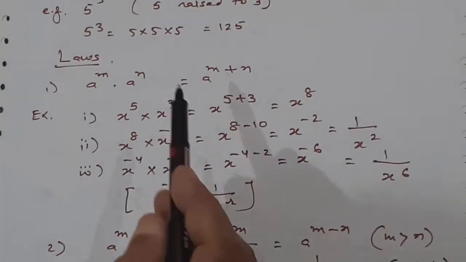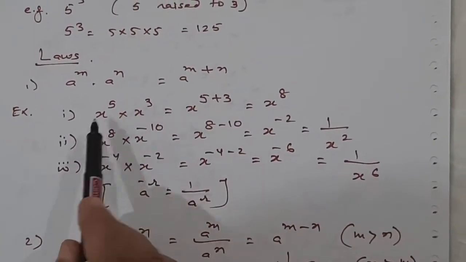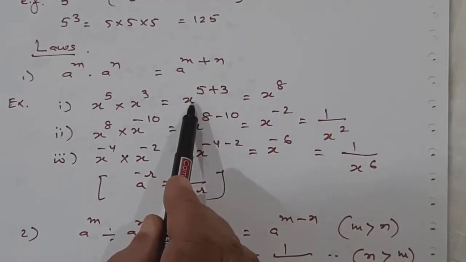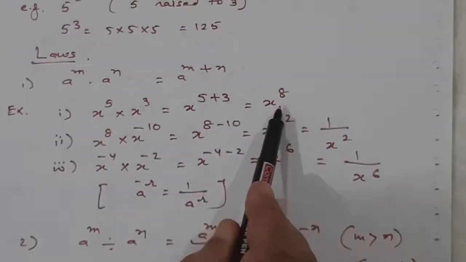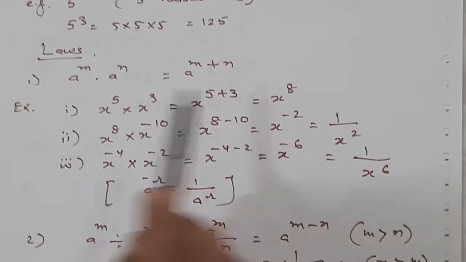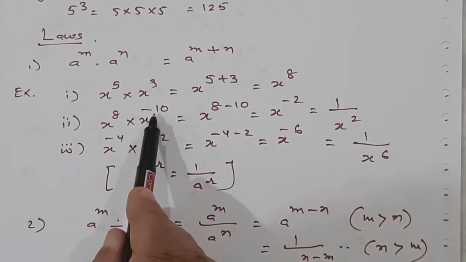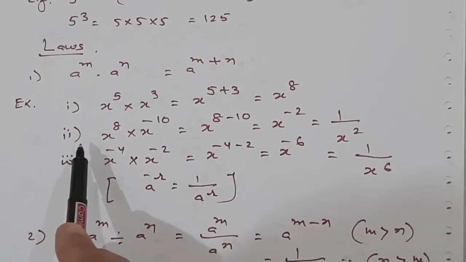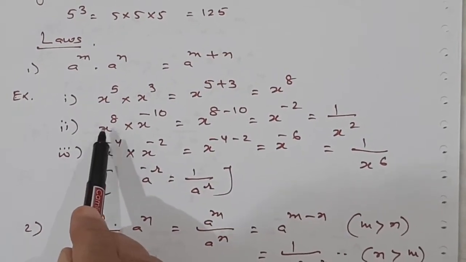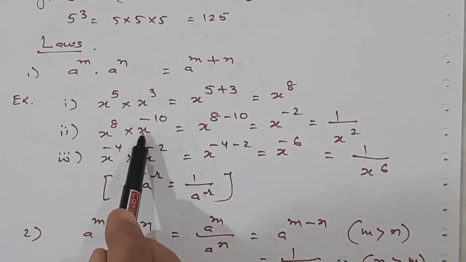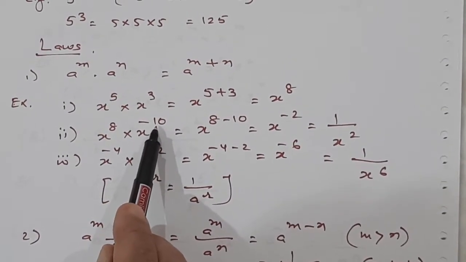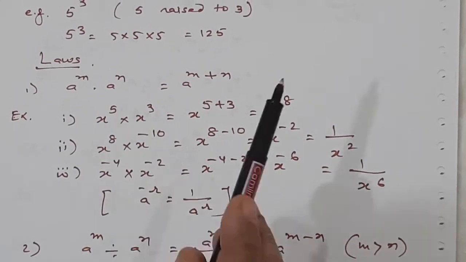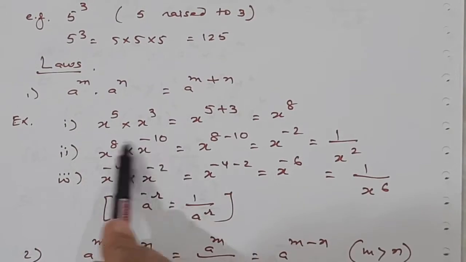I have taken 3 examples here. x raised to 5 into x raised to 3 is equal to x raised to 5 plus 3, that is x raised to 8. In the second example I have taken a negative exponent. I will explain negative exponents later on. x raised to 8 into x raised to minus 10, that is negative 10. The bases are the same, so you have to add these two powers.